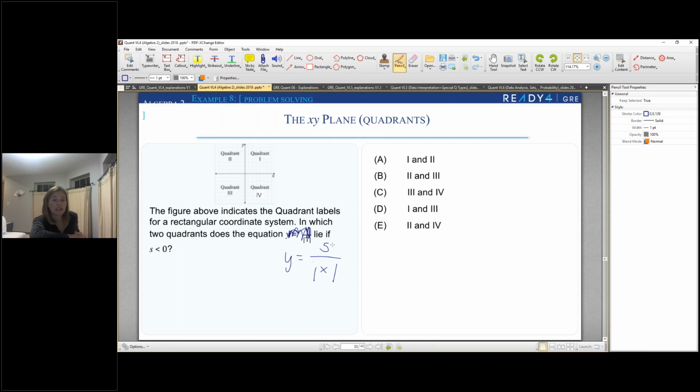So this problem. This figure above indicates the quadrant labels for a rectangular coordinate system. Yeah, 1, 2, 3, 4. In which two quadrants does the equation lie if s is less than 0? And your equation is this. This is an s, and it's over the absolute value of x. Again, this is a picking numbers problem.